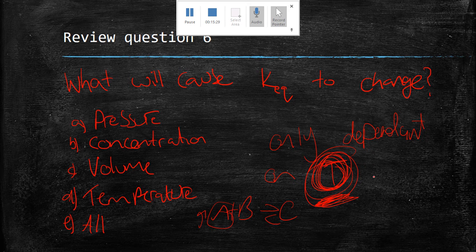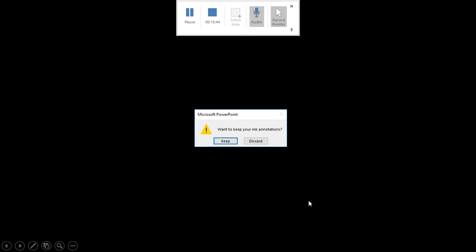And what lots of students will do is they'll start figuring out that, okay, we have this equal to this, and A, B, okay, increasing A, which is going to make K smaller, so K becomes smaller. That is wrong, very wrong. The only thing that'll cause the equilibrium constant to change is a change in temperature.